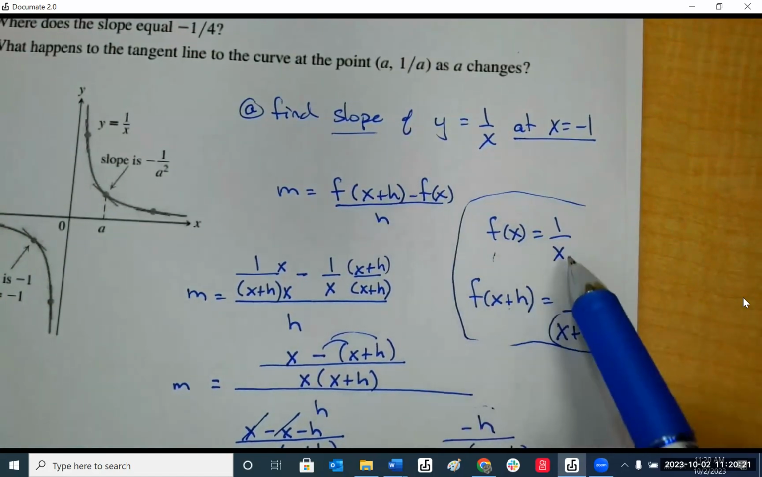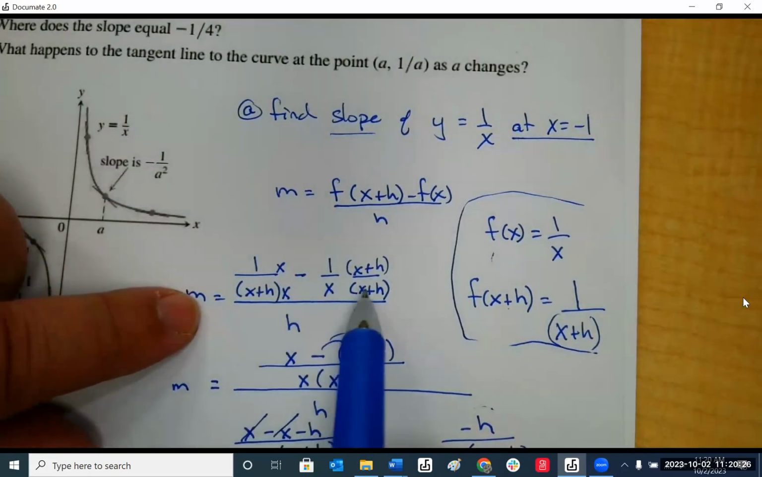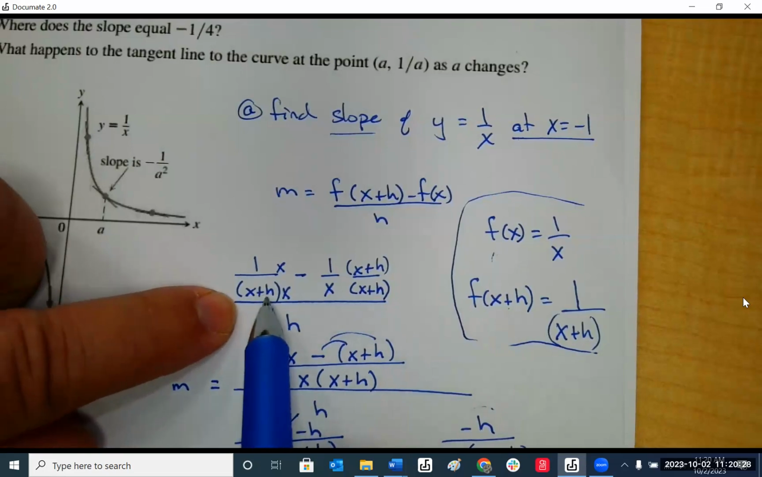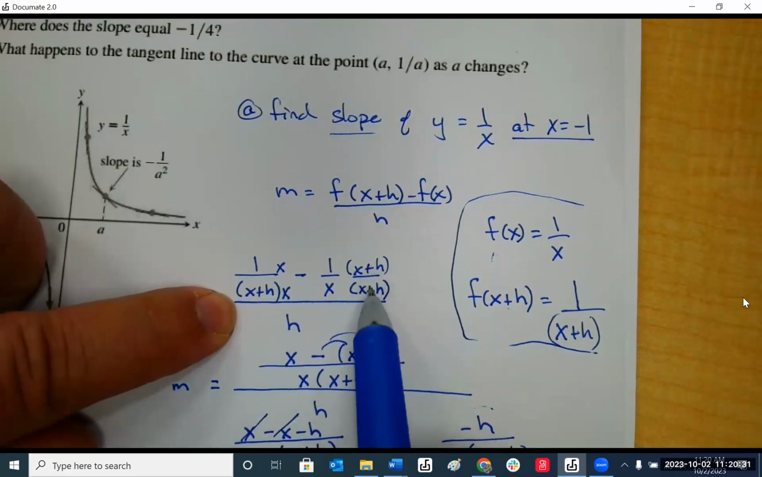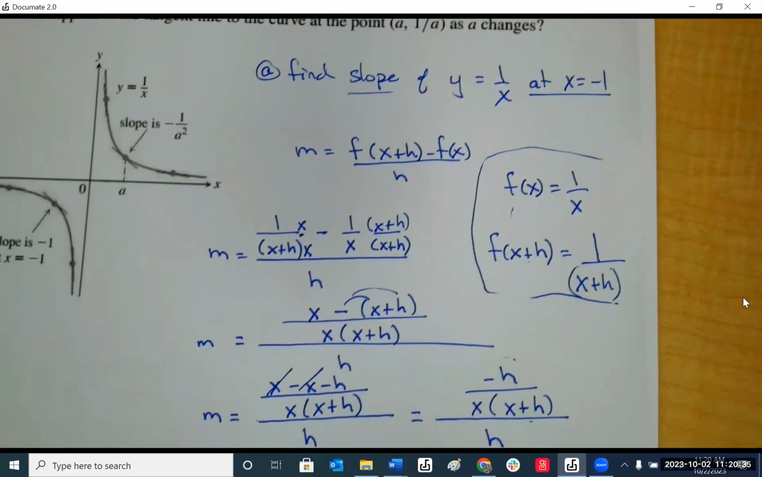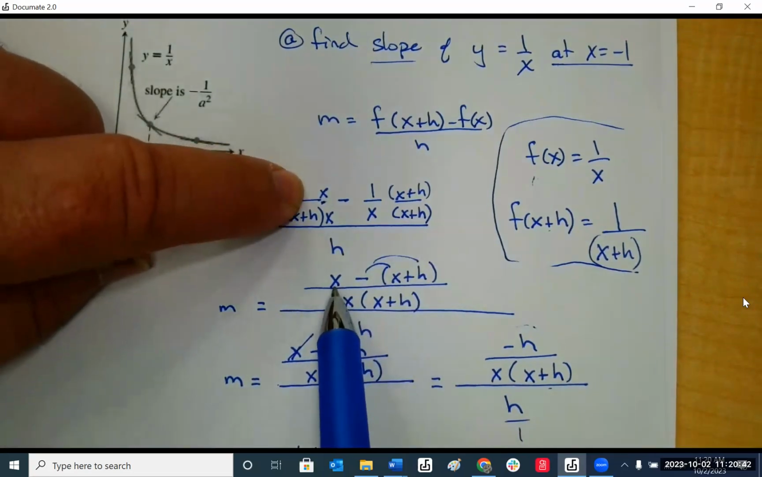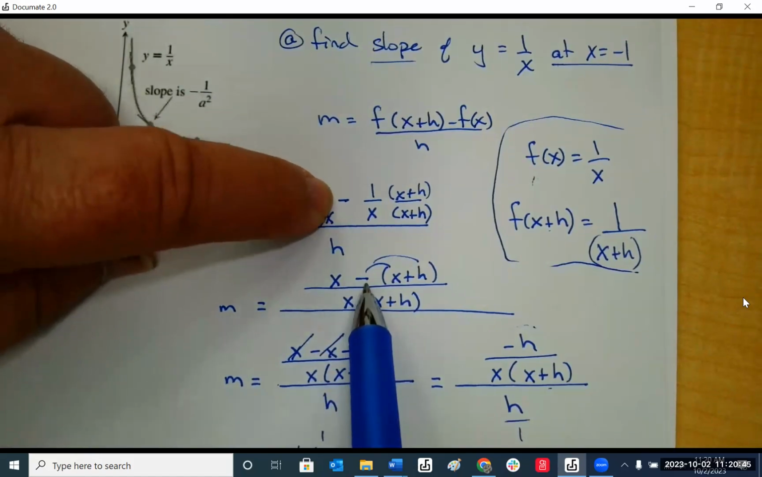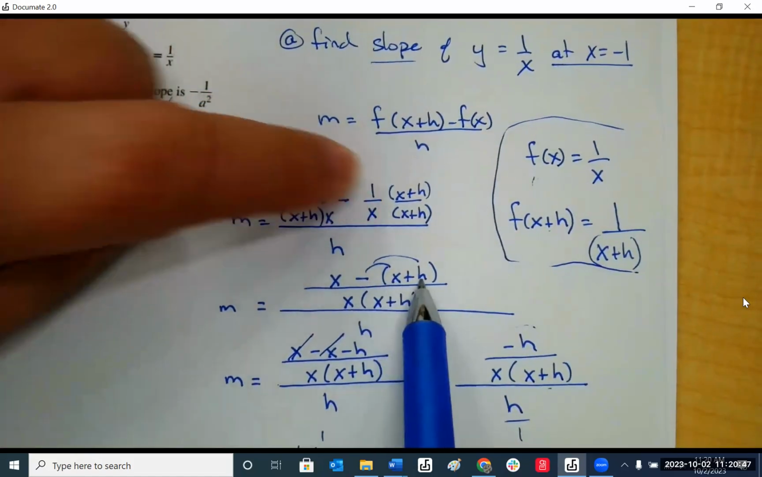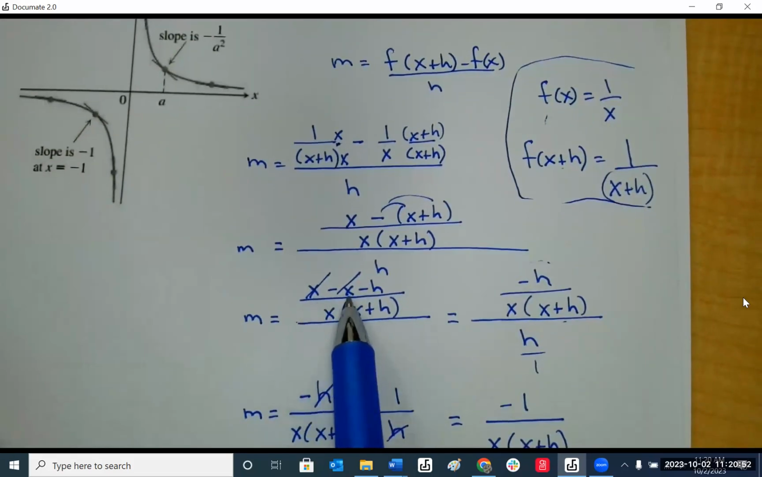Yeah, so that's why I would just replace f of x plus h with this and that. And then we have to get a common denominator. This one has an x plus h, so this one needs an x plus h, top and bottom. This one has an x, so this one needs an x, top and bottom. Leave the bottom. We have a common denominator. Just worry about the top. 1 times x is x, minus 1 times x plus h is x plus h. Distribute the negative sign. X minus x cancels, minus h.